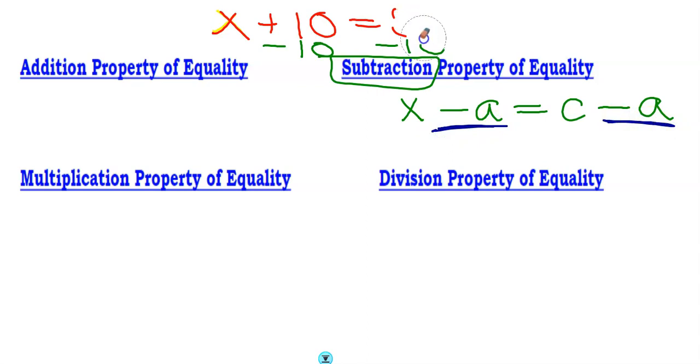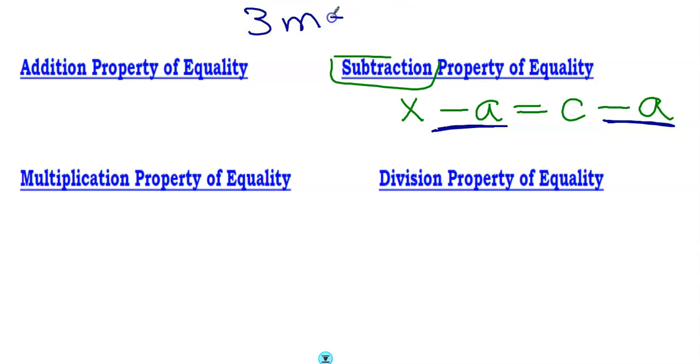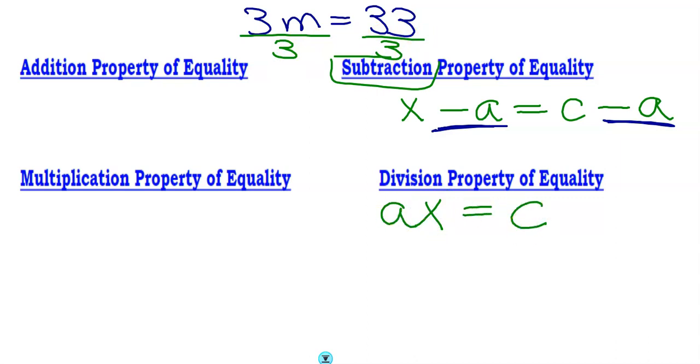Okay, now let's do another example. What if I had 3m equals 33? What do I do to both sides to isolate the m? Well, I'm going to divide both sides by something. So if I have ax equals c, I'm going to divide both sides by a. That's the division property of equality.